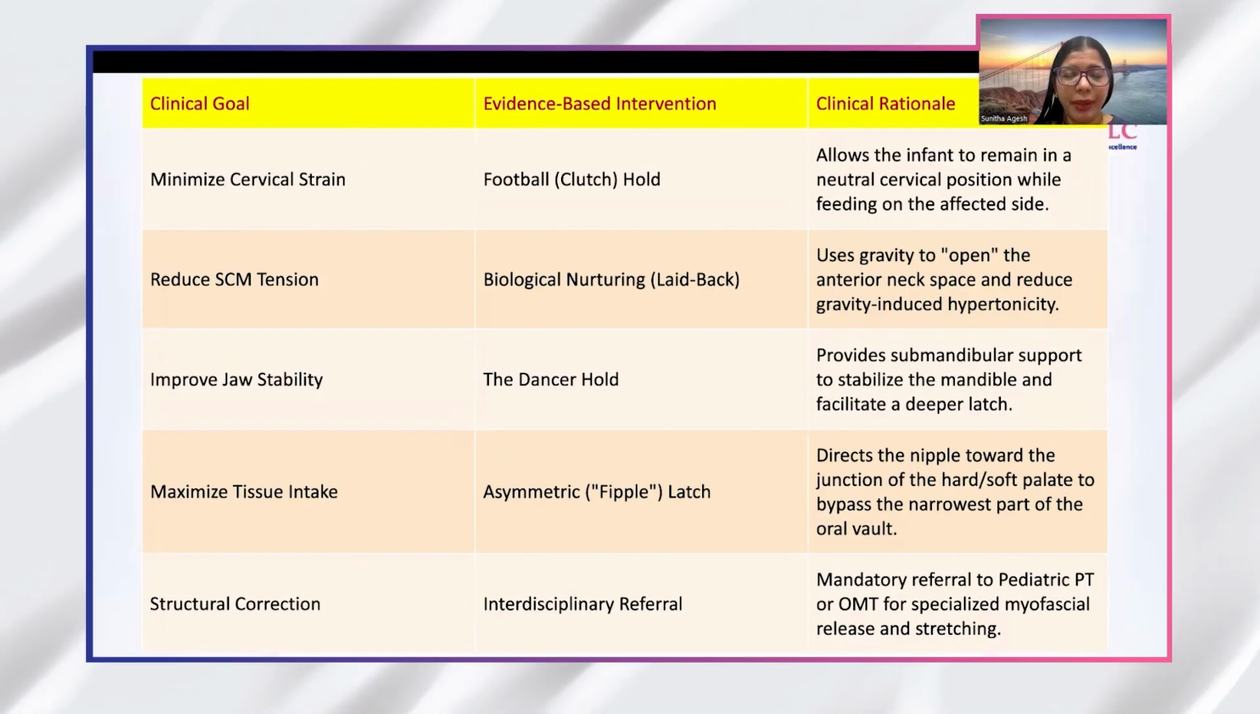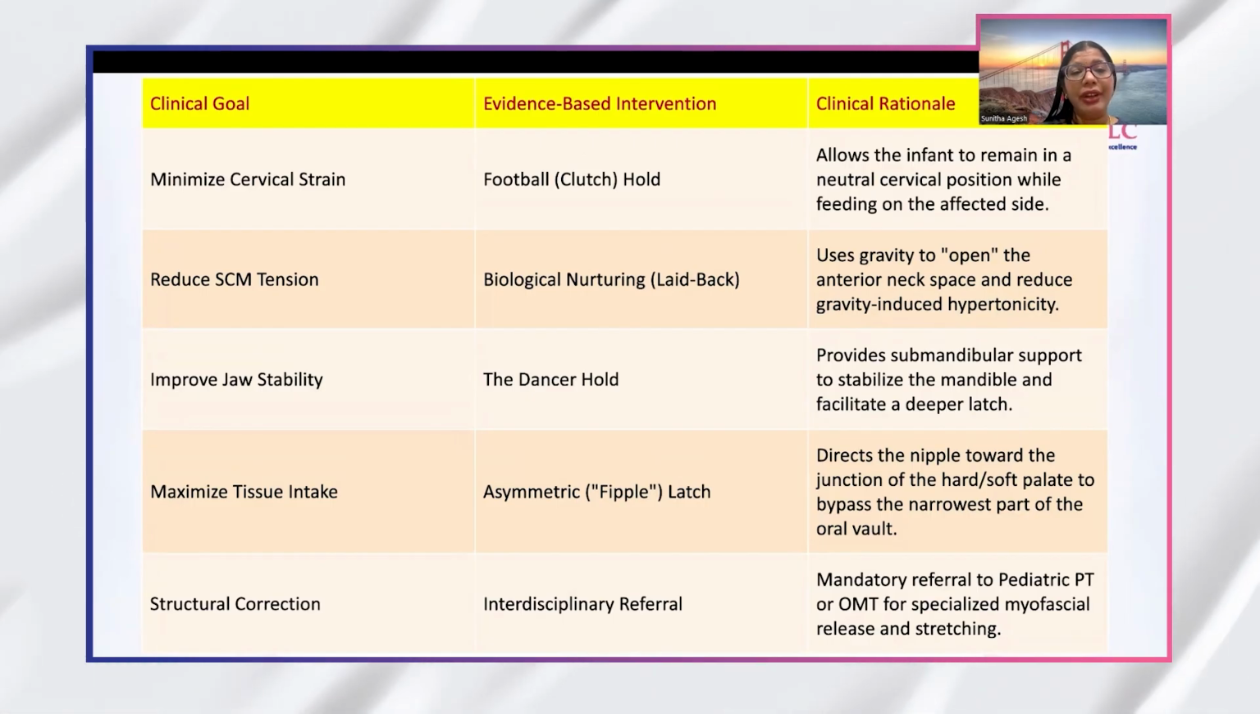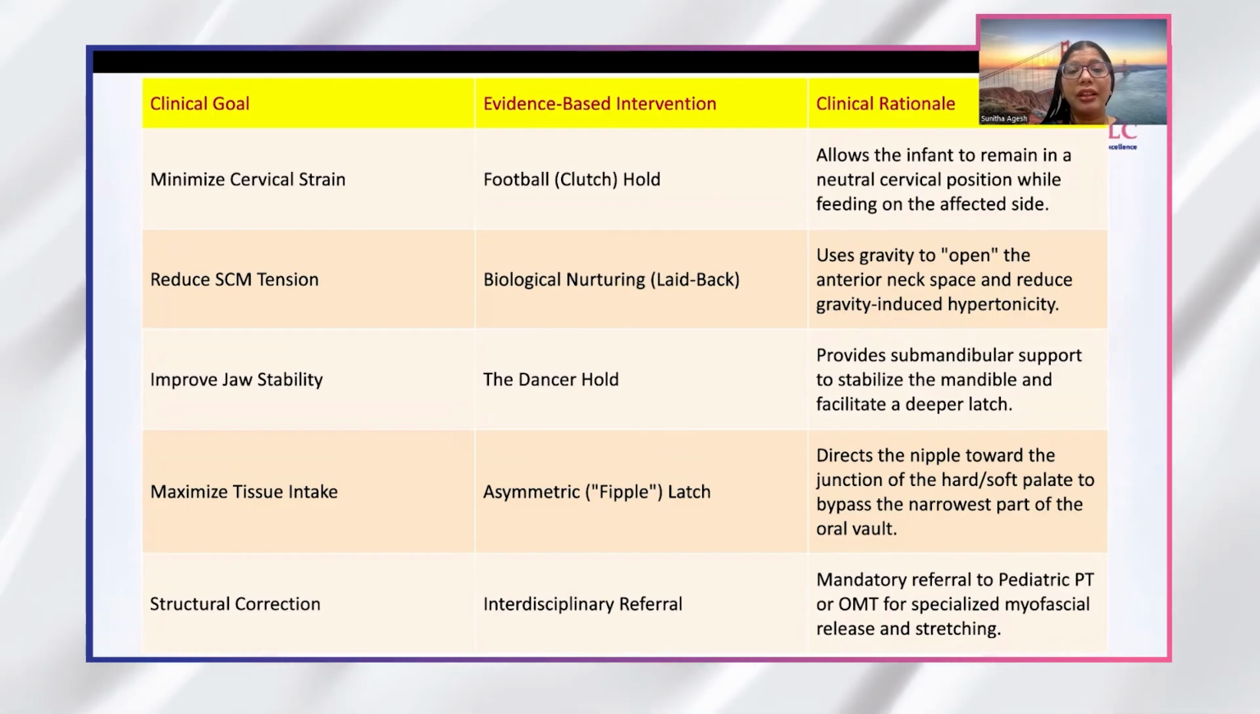To see the management of a baby with torticollis, we can use the football clutch hold, especially on the affected side. When we are feeding, we can try this position, so the baby's cervical spine is maintained in the neutral position. Then biological nurturing: we can give light back positioning, so the baby's neck will be extended, because when feeding on one side only, the gravity-associated hypertonicity will increase, so we can break that. Then the dancer hold: we can support the mandible and cheek while feeding, to facilitate a deeper latch.